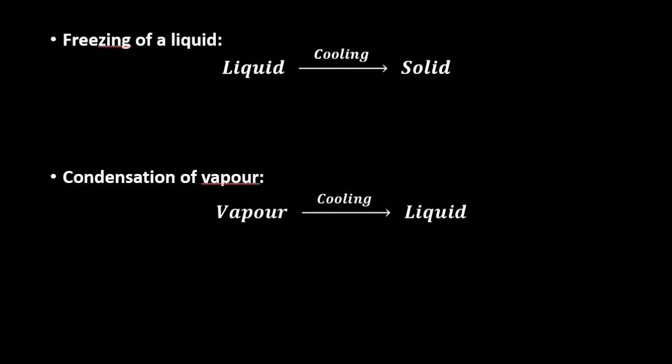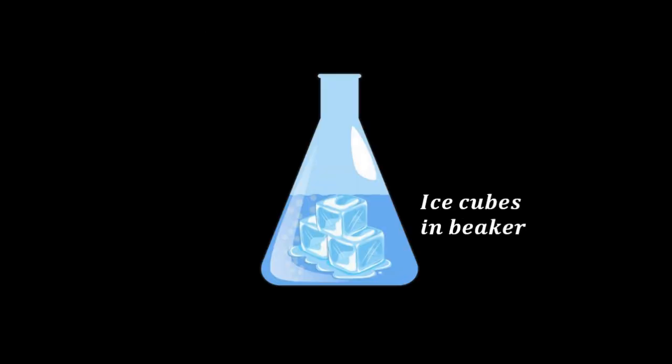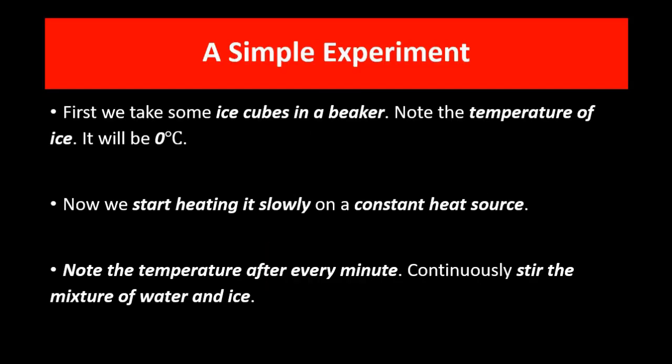So let us try to understand through a very simple experiment using one of the simplest things available, that is water, to understand the change of state of a substance. Let us say we take some ice cubes in a beaker. We know ice exists at temperature 0 degrees Celsius, but let's say it is a bit lower than that, slightly lower, negative Celsius.